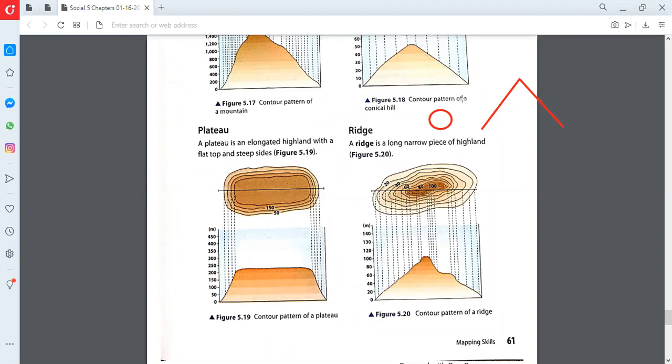So hills are normally in this type of shape. This shape is called conical. If we say the apple looks like a circle shape, then we will consider it like this. We say the hills are of conical shape. It means that the hill is in this form. This is the shape of a hill.